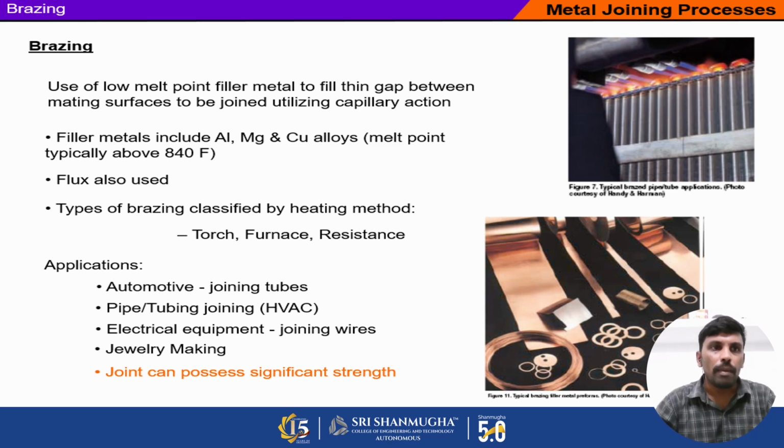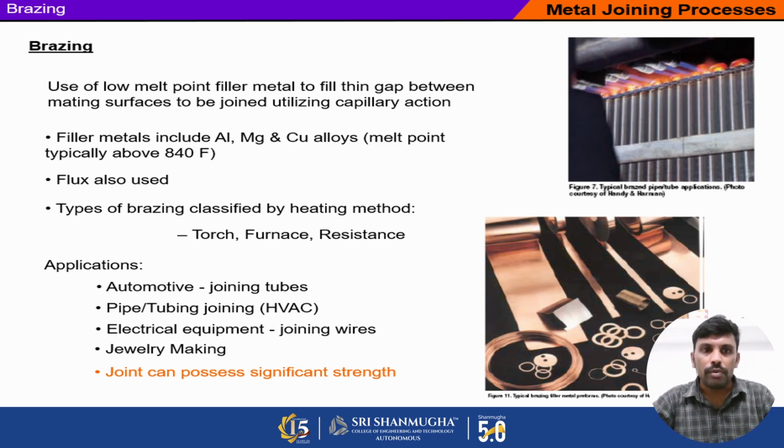So next is brazing. We use a low melting point filler metal to fill the gap between the mating surfaces. The filler metals include aluminum, magnesium, and copper alloys. The melting point is typically above 840. In soldering it is below 840, but in brazing it is above 840. In this process, flux is also used.